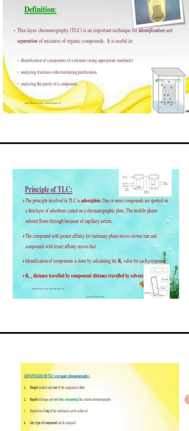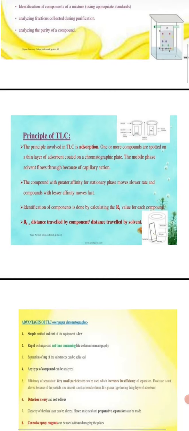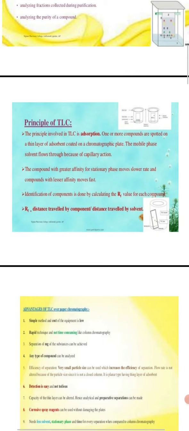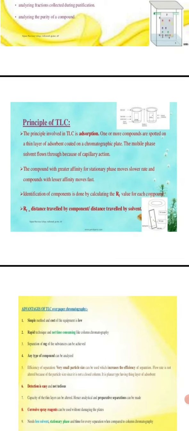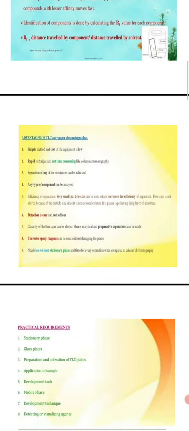So identification of the component is done by calculation of the RF value for each component. RF value can be calculated as the distance traveled by the component divided by the distance traveled by the solvent. This is the formula which is used to calculate the RF value. RF value is nothing but the retardation factor value.